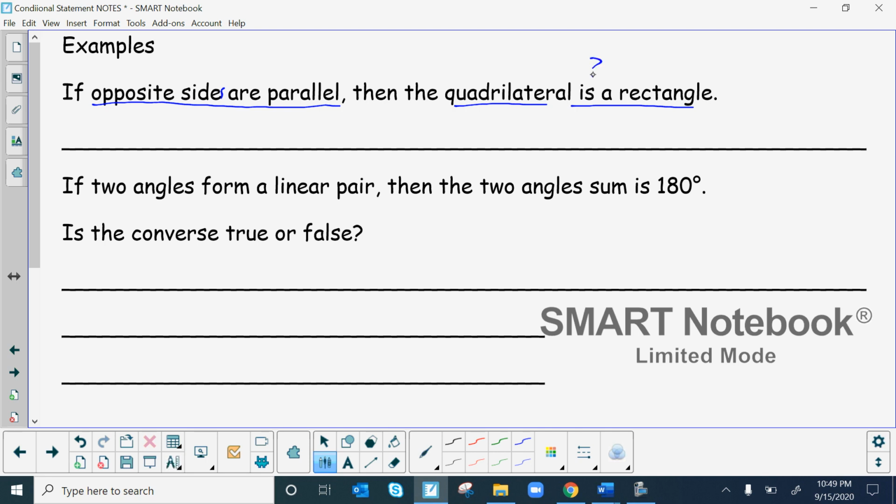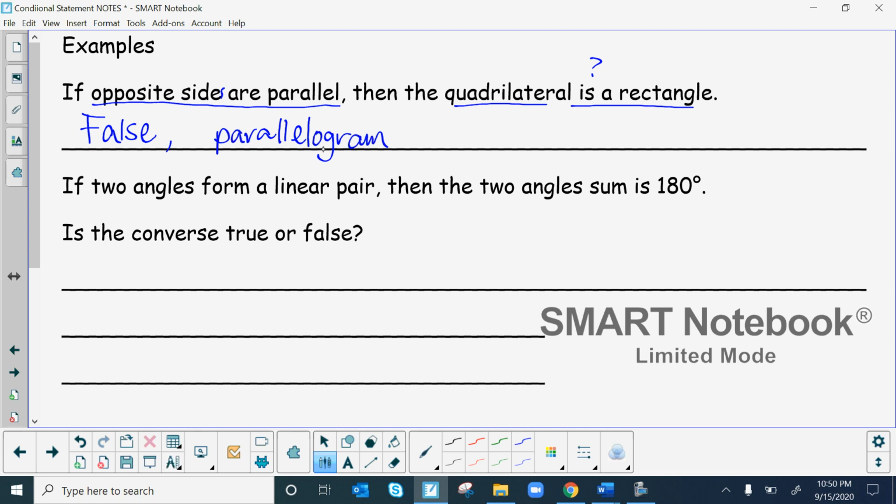Then you have to say to yourself, does that mean the quadrilateral has to be a rectangle? Can you replace this conclusion with something else and still fulfill the hypothesis? If so, then you've just proven this false. So this is indeed false, and a counterexample could be a parallelogram, because a parallelogram has opposite sides parallel, so it fulfills the hypothesis, but it is not a rectangle.